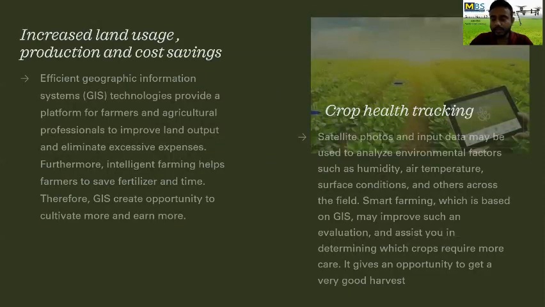Another opportunity is crop health tracking. Using satellite photos and other data, GIS helps farmers to determine which crops require more care. Therefore, farmers can treat those crops and get more out of the crop. Therefore, it's a big opportunity for the farmers to get more from their crops.